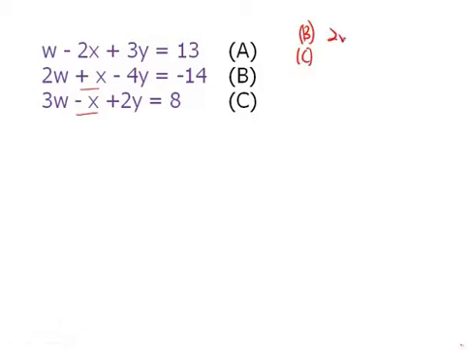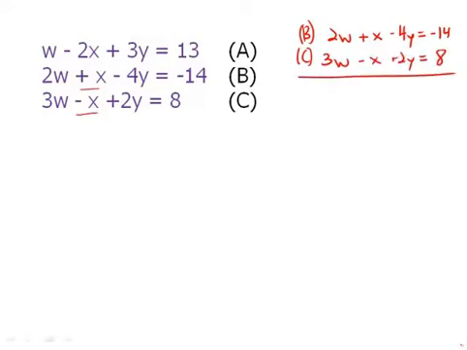B is 2w plus x minus 4y equals negative 14. C is 3w minus x plus 2y equals 8. Add everything straight down, and we get 5w minus 2y equals negative 6. I'm going to call this equation D. This is now one equation that has two unknowns.